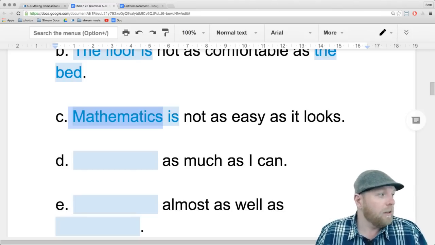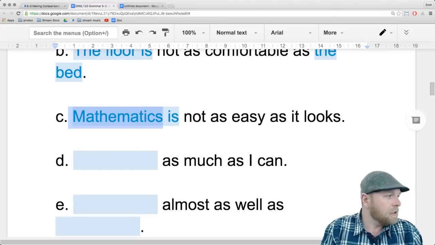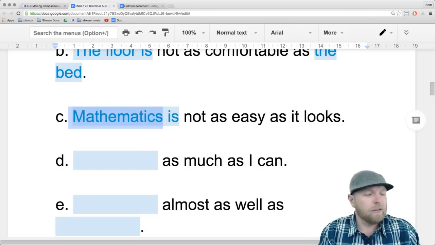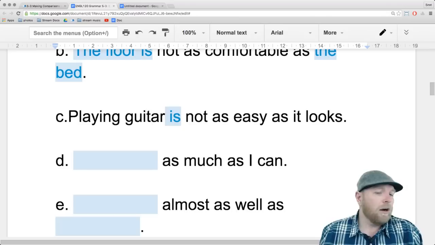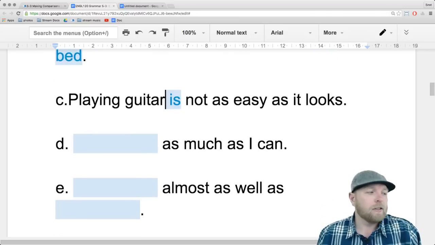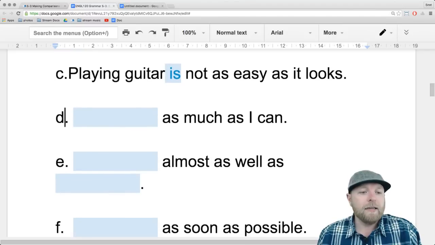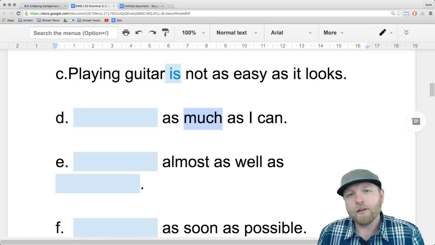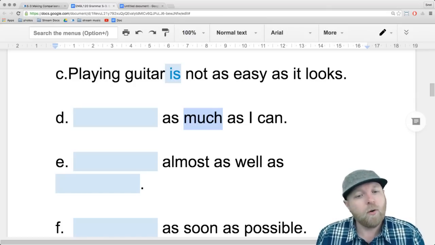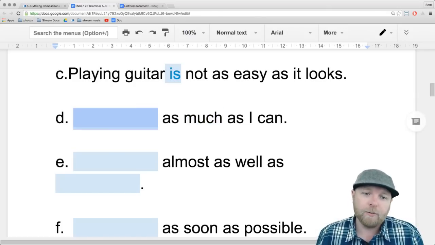Any other answers? Paul, it's. Excellent. It's not. Oh, Alice, or I'm sorry, I don't know your name. Playing guitar is not as easy as it looks. Excellent answers. Now D, I'm interested to see your answers about D because this is an adverb. So we don't use a linking verb here.